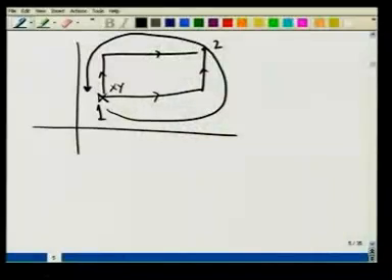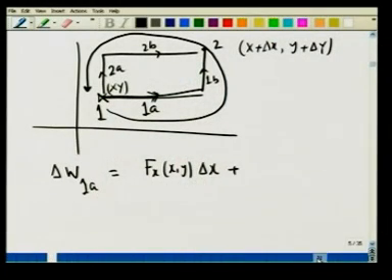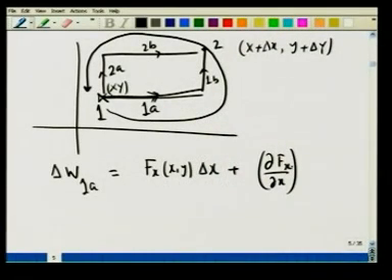Let me go from point x, y to point 2, which is x plus delta x, y plus delta y, and without any loss of generality, let me take this path to be 1a, 1b. Let me take this path to be 2a, 2b. So work along path 1a. Since I am moving along the x axis, this is going to be f x at x, y times delta x plus some correction, because f x itself might change. I am going to go all the way to second order. So some correction, let's call it delta f as f x changes along the x axis, delta x square, and some constant k. K could be 1/2 or something.